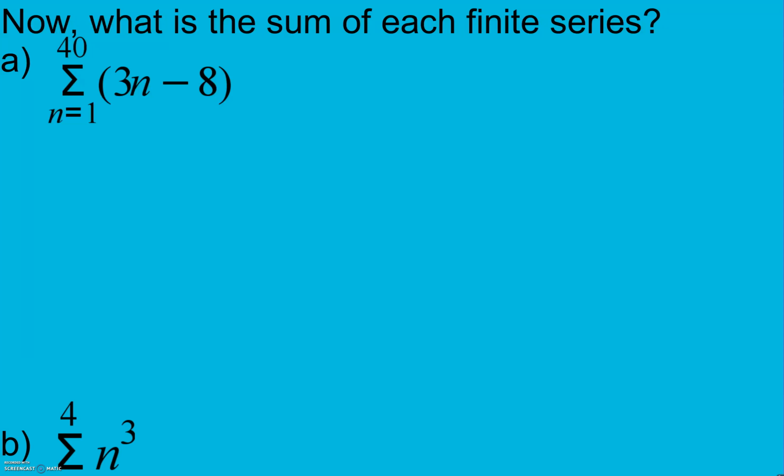The last part of section 9.4 here is finding the sum of each infinite series. So again, we know how many pieces we have, but we don't know our first and our last. And in our formula, the sum of a certain number of terms equals the number of terms divided by 2 times the sum of our first term and our last term. Okay, again, we know 40. But we don't know a sub 1 or a sub n yet.